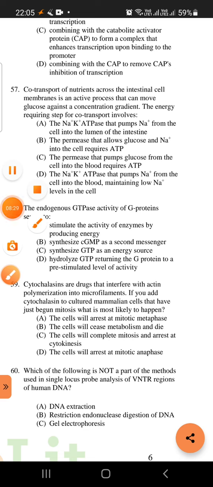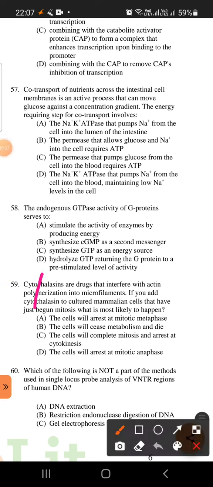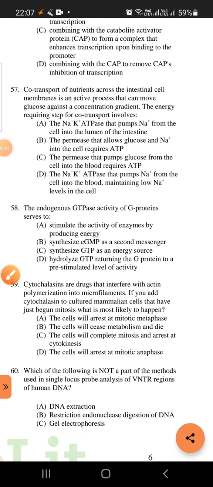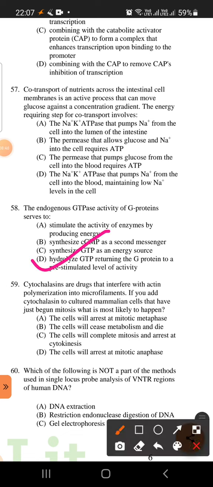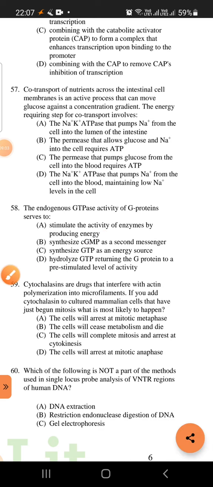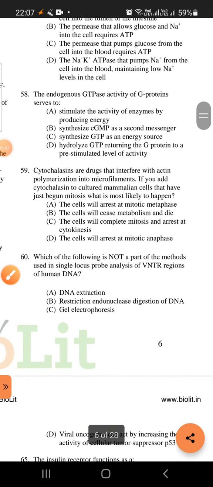And the 58th question says, the endogenous GTPase activity of G protein serves to... GTPase means GTP cleaving. So it will hydrolyze GTP, returning the G protein to a pre-stimulated level of activity. So option D will be correct. See, in some questions, when your theory is very strong, you don't have to look for other options. Your eyes naturally go to the correct option, like this question, endogenous GTPase activity of G proteins. Whenever we start studying signal transduction, the first step we read about is GTPase, GAP proteins, right?